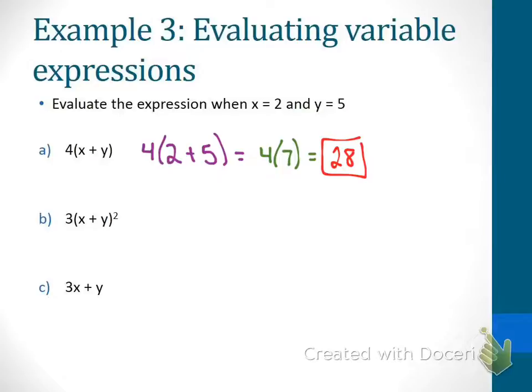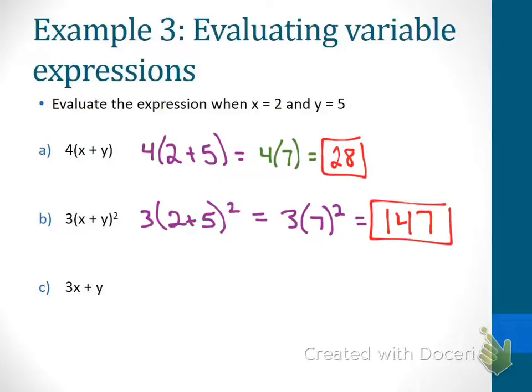All right, I want you to try B and C. All right, so we've got 3 times 2 plus 5 squared, which equals 3 times 7 squared. Here's my question. Do I do 3 times 7 first, or do I square 7 first? I've got to square 7. Exponents before multiplication. So 7 squared is 49. And what is 49 times 3?